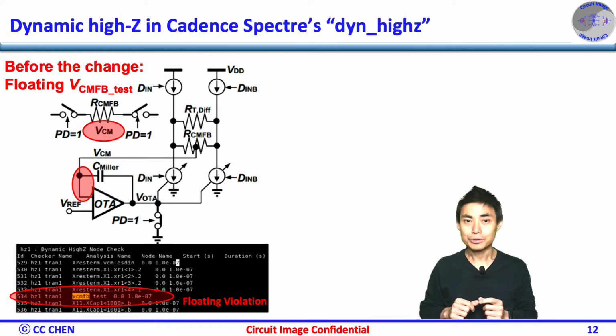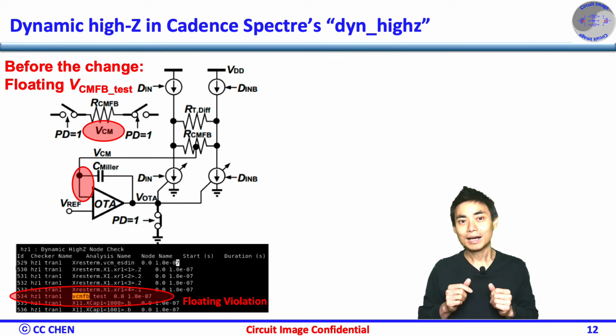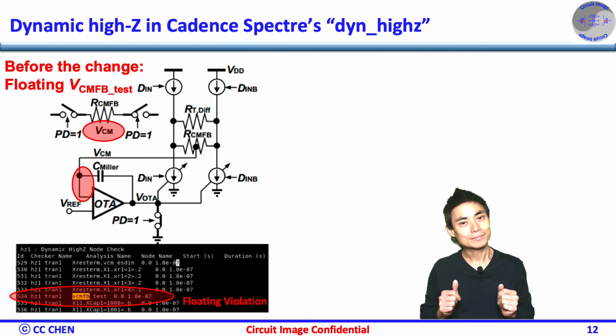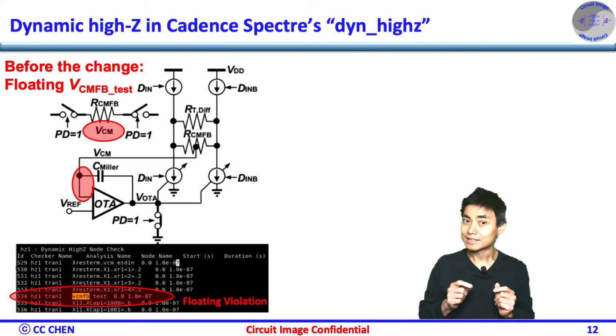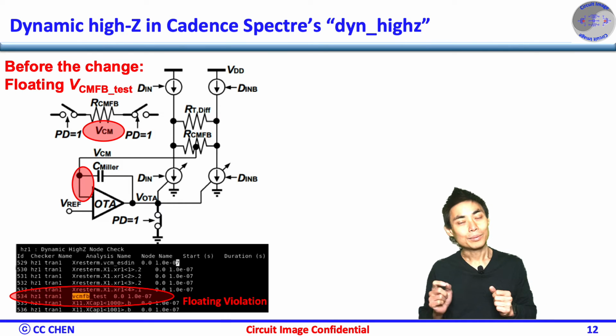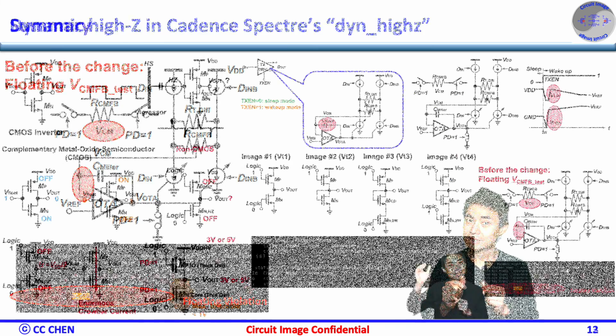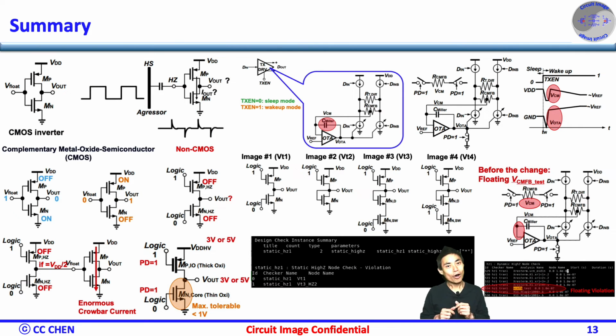Next one, the floating nodes across any capacitor can be caught by the Cadence Spectre dynamic high Z option, and it catches the floating variation dynamically. Basically, the dynamic high Z identifies any floating node during a given time window of the transient simulation. Only the floating nodes that exist for longer than the user-defined duration are reported, but the dynamic high Z check is stimuli dependent.